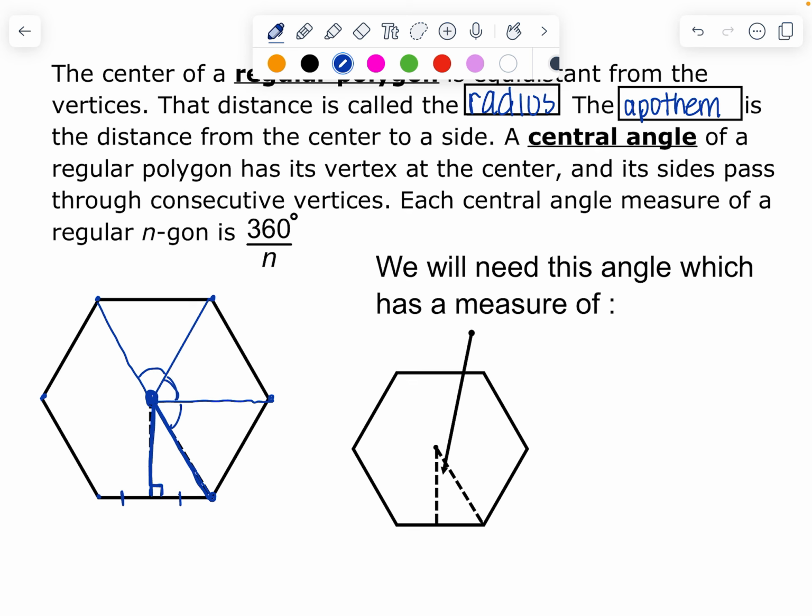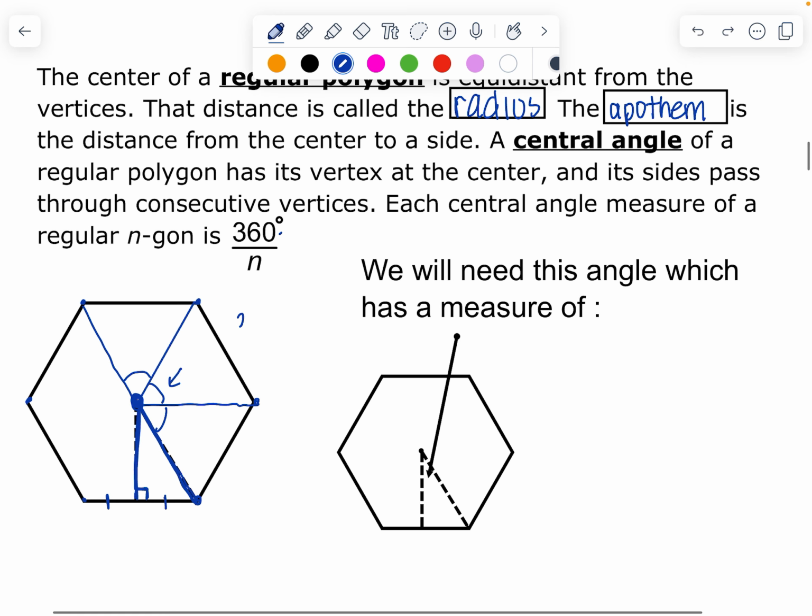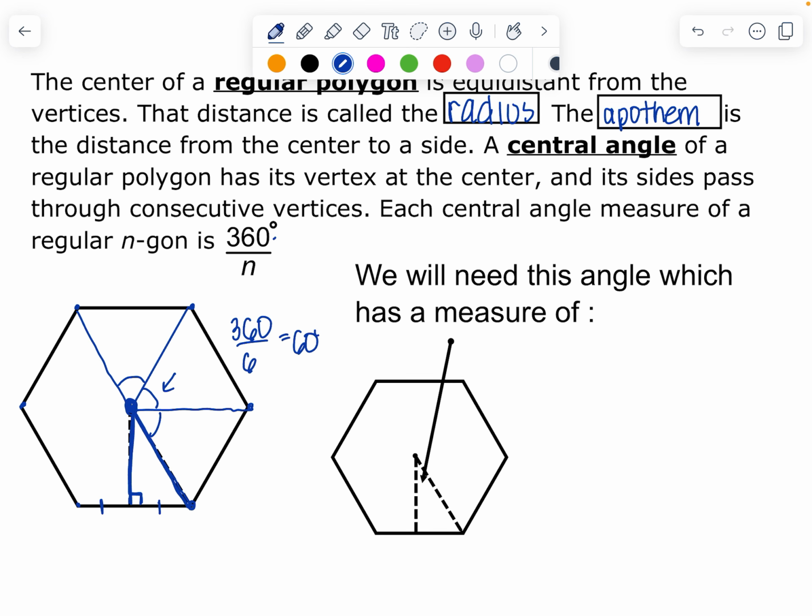Now we know how many degrees all 6 of them make together. All 6 of them together make 360 degrees. So if I wanted each one in this hexagon, I would do 360 divided by the number of sides, right? So if I did 360 divided by the number of sides in this one, which is 6, I'd get 60 degrees. So this angle 60 degrees, this angle 60 degrees, this angle 60 degrees.